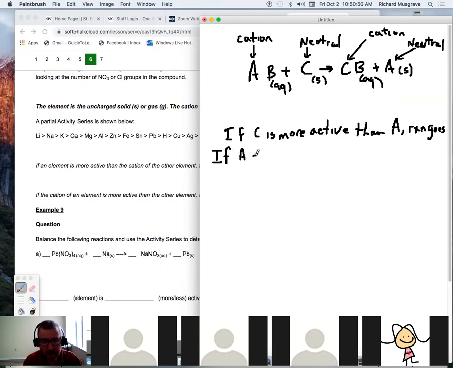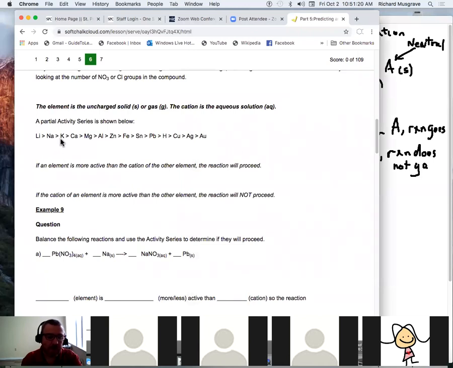If A is more active than C, reaction does not go. It really is that simple. So it's all about whether A is more active than C. So how do we know that? Well, we could do that by looking at what I'm calling an activity series. This tells you what's more active than whatever else is around. This is all based on what we call standard electrode potentials.